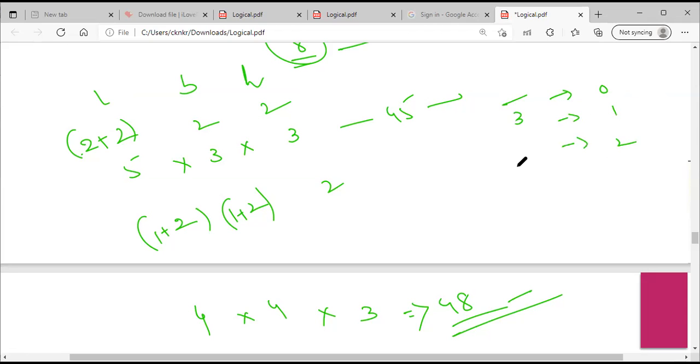Will you get a remainder 4? 3? You will not get remainder 3, right? Remainder 3 is just comedy. You will only get 0 or 1 or 2. Getting 0 in the sense number is already ruled by 3.